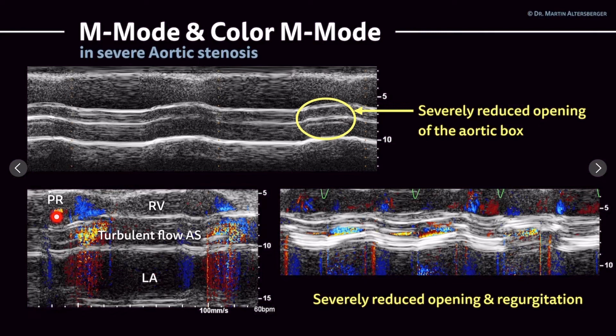Also, you can add color M-Mode, color Doppler information. This is a small pulmonic regurgitation. So this is the RV, the RVOT. This is the left atrium. And here we have turbulent flow. Also here turbulent flow showing aortic stenosis. Of course, you cannot quantify aortic stenosis, but it will give you already information of what's ahead of you if you perform certain measurements. This is another example where you have a severely reduced opening and a regurgitation as well.